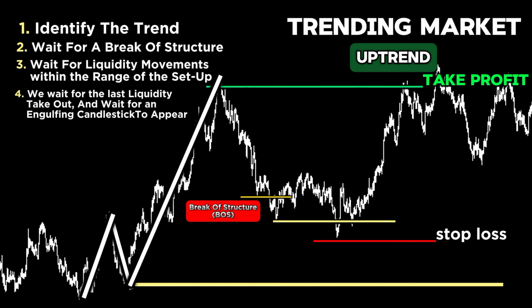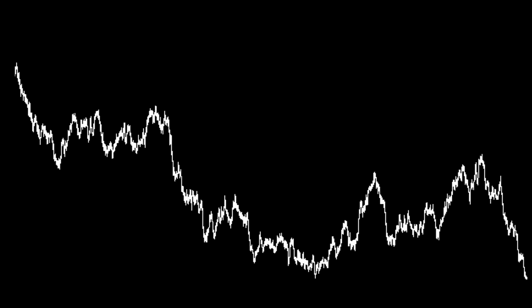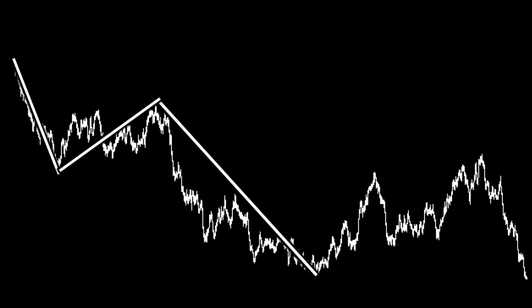Now let's see an example of this in a downtrend. When you look at this chart, you can see that the market is moving in a downtrend. And how do we know? Because it is making a series of lower highs and lower lows. So now, we have identified the trend. The next thing we noticed is that the market made a retracement move, which was made up of little uptrend moves, making higher highs and higher lows. And then here, we had a break of structure, breaking the last higher low. And that means we have our second step confirmed.